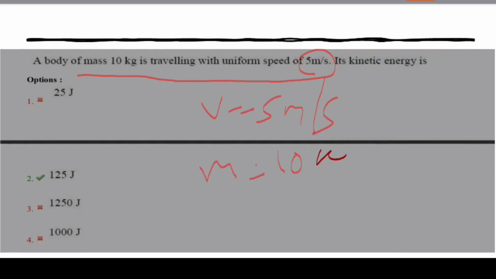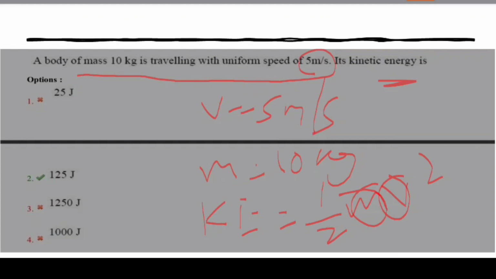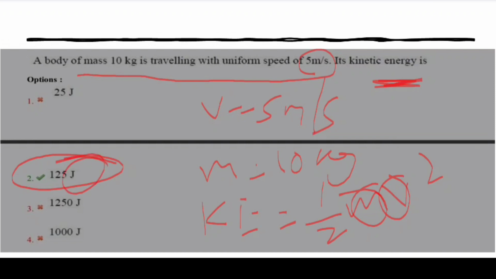A body of mass 10 kg is traveling with uniform speed of 5 meter per second. He has given velocity equals 5 meter per second and m equals 10 kg. He is asking kinetic energy. We know the kinetic energy equals half m v square. By substituting mass and velocity, we get the answer, 125 joules. For kinetic energy, the formula is half mv square and the unit of kinetic energy is joules. Remember this.